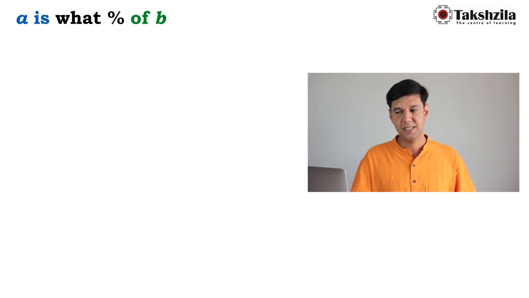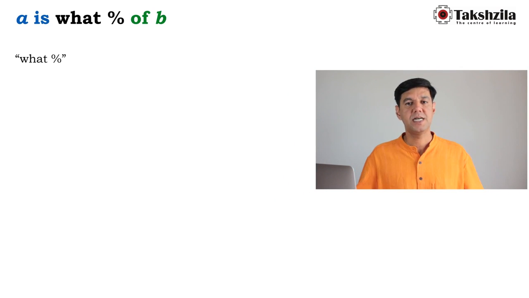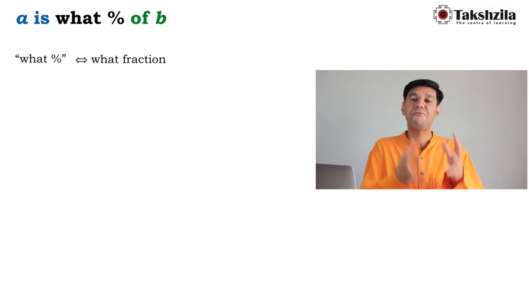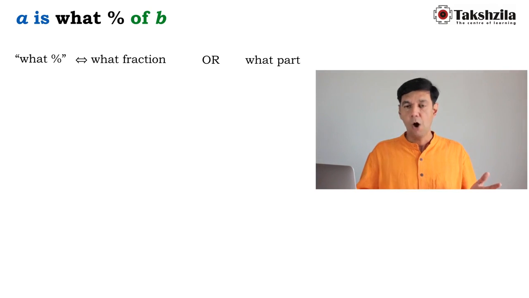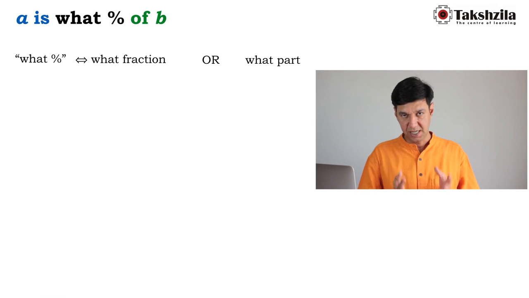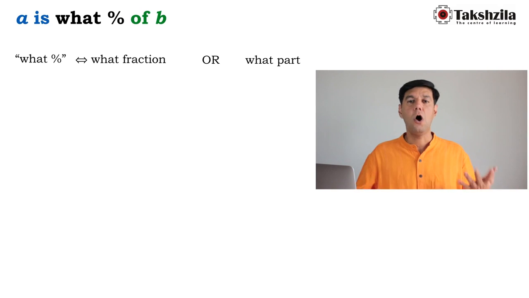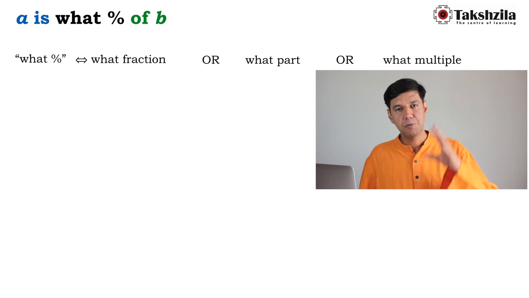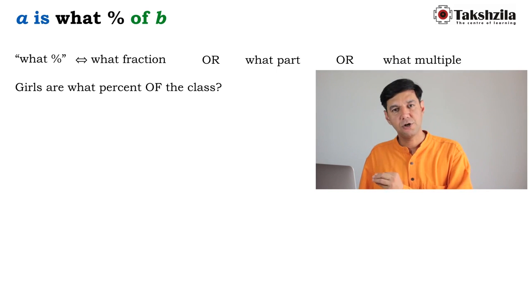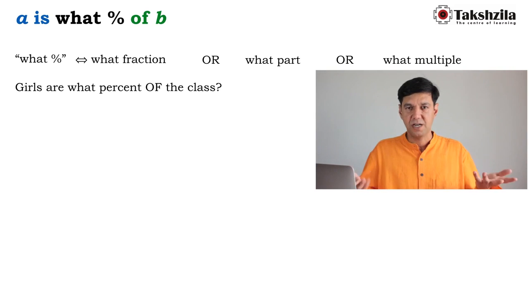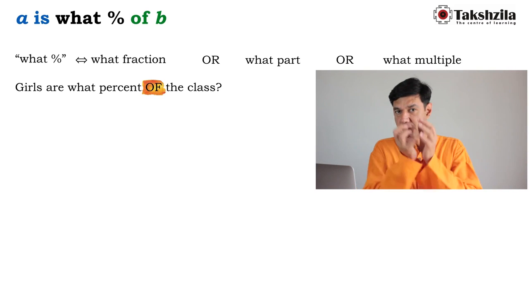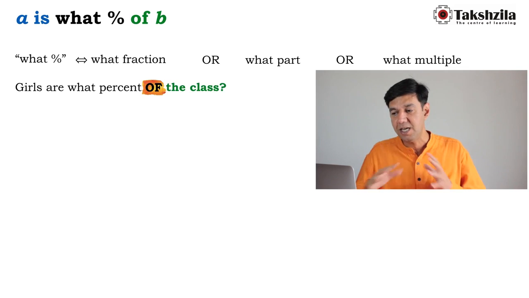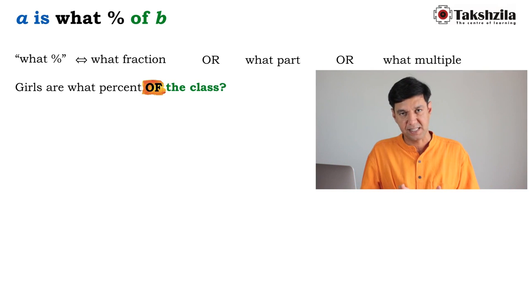So let's understand this thoroughly. When I say what percentage, what I'm essentially asking is what part or what fraction, right? What part out of a total? If it is a small part out of a total, or in general what multiple of some value. So for example, let's put a context. Girls are what percentage of the class? Now girls are a small part of the class, so it's pretty easy. Percentage of, latch on to the word of. Of what? Of the class. So the class becomes my base, right?